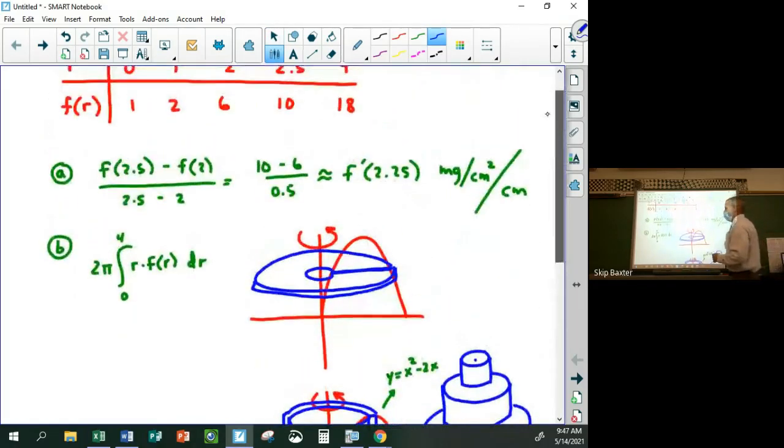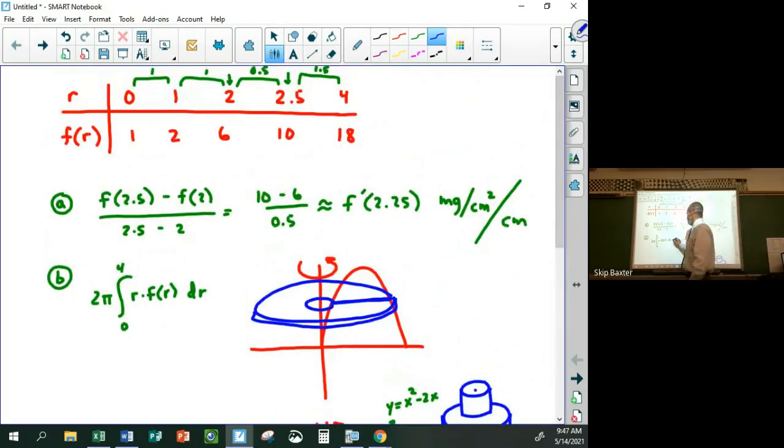If you think about it, what I'm really going to do is take, this is going to equal approximately, the 2 pi you can leave out front because it's just a constant, just like they did. So the first rectangular prism is going to be 2 pi r, which is 1, times f of r, which is 2, right? It's using the right-hand endpoint, times the thickness of the little rectangular prism, which is 1.